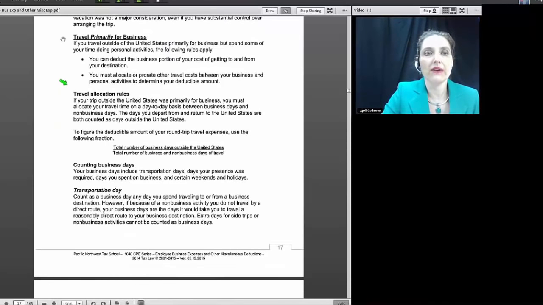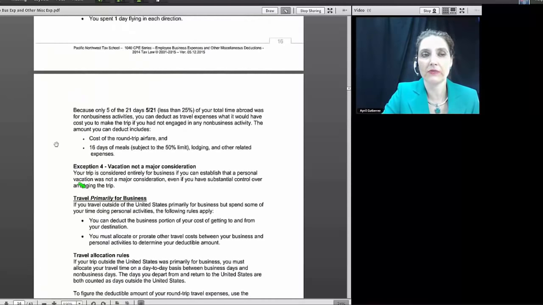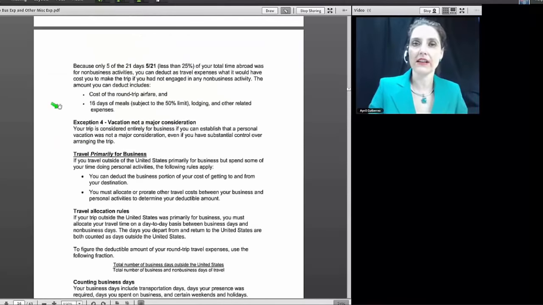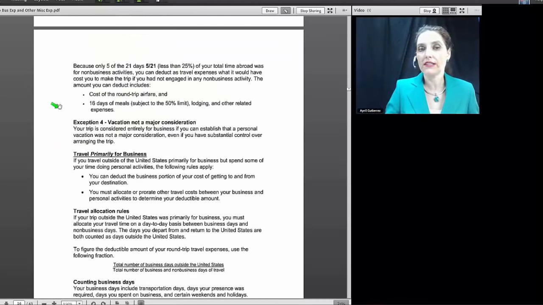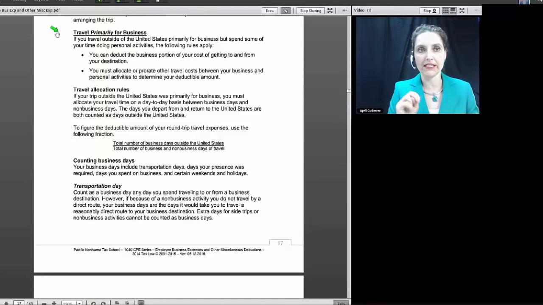So let's take a look now at trip primarily for business. So it was considered entirely for business. We looked at the 4 exceptions that would allow a trip that was not entirely business to be considered as if it was entirely for business. Now we're going to move on to a looser definition here where we get into a determination of whether or not a trip was primarily for business.